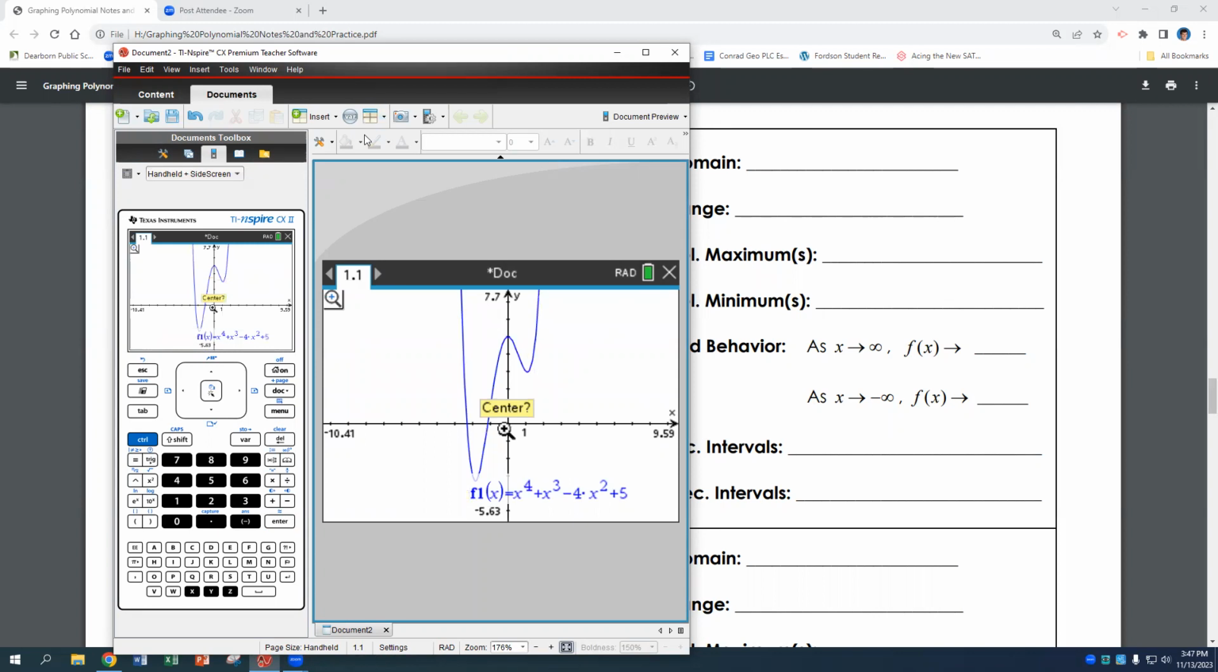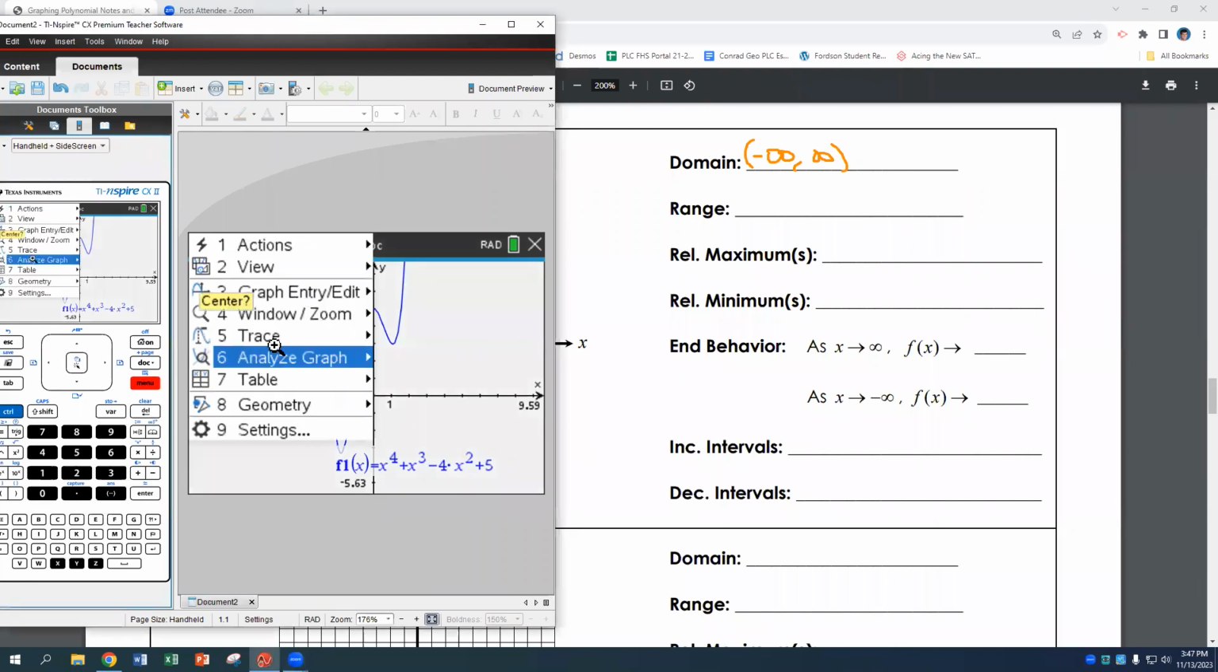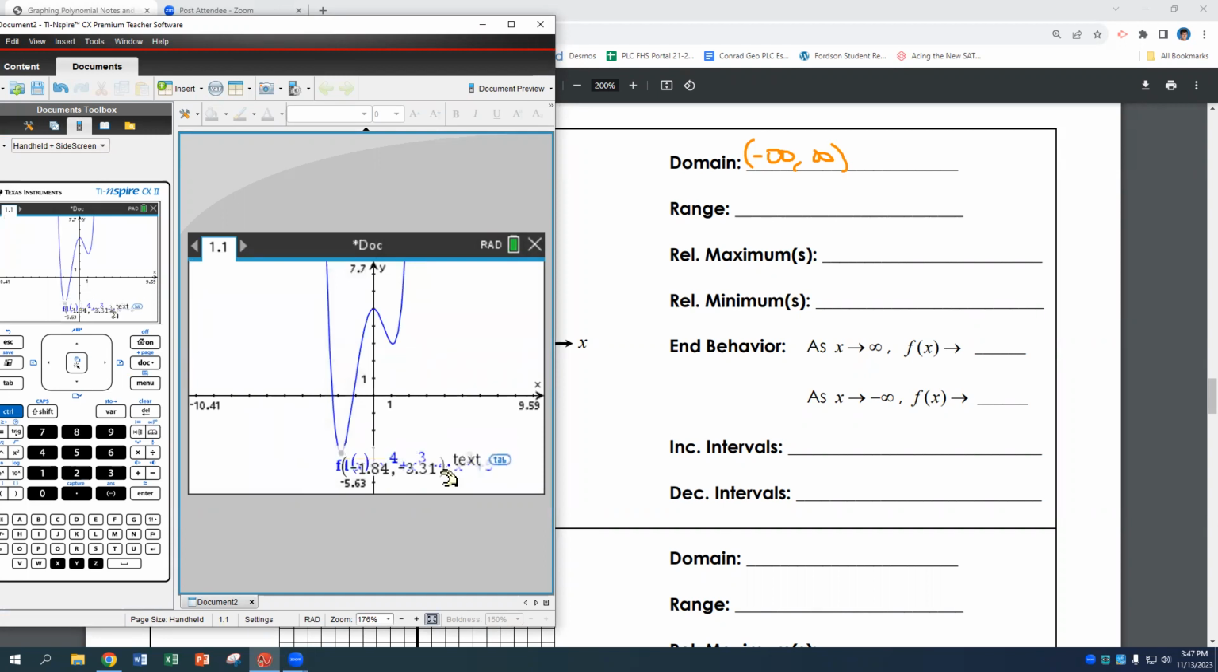Let's look at the questions they're asking us here. Domain, all the way to the left, all the way to the right. So that's negative infinity to positive infinity. Range: it goes all the way up, but it stops right here. We have a minimum here, so we need to find that minimum. We go to menu, analyze graph, minimum, right there, negative 1.84. And the y value is negative 3.31. The range is the only time you use the y value. So it's going to be negative 3.31, the lowest y value, and then it goes all the way up to positive infinity.